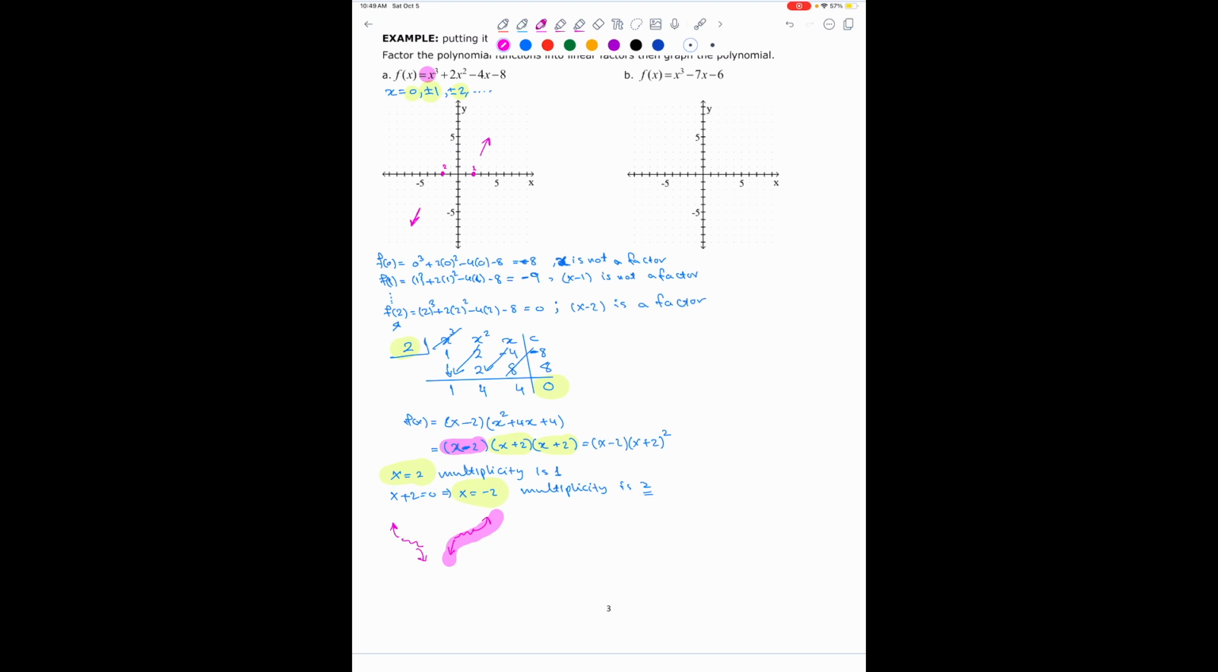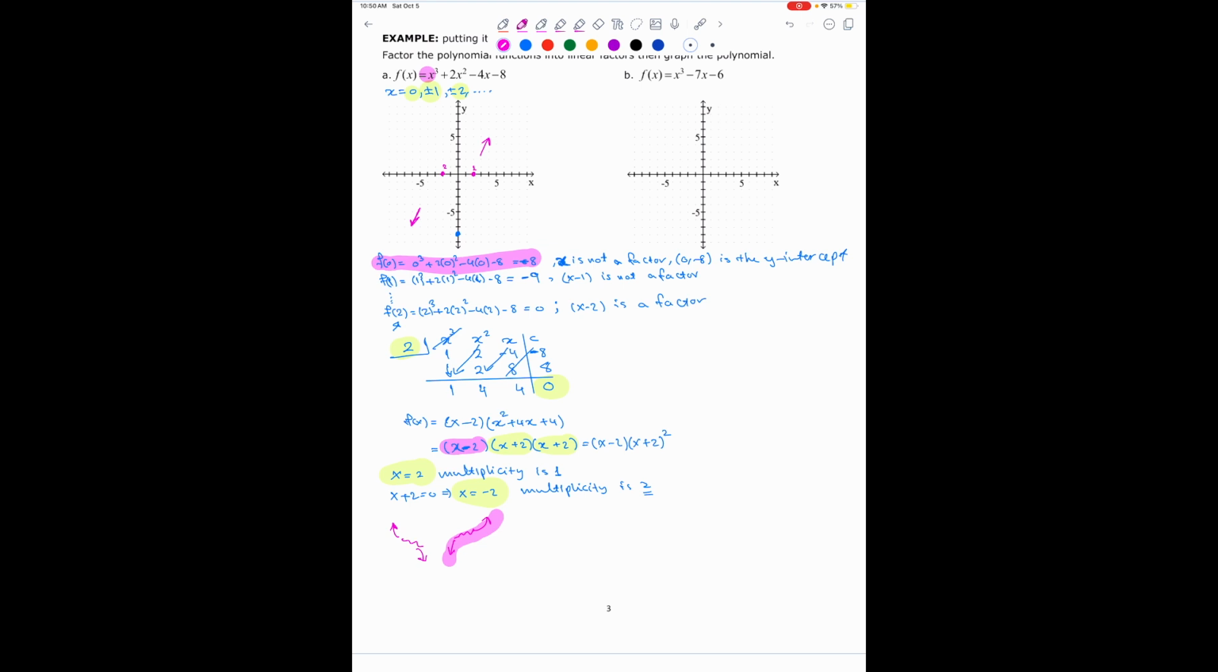I can also find the y-intercept, which I already found by plugging in x equal to 0. So the y-intercept is (0, -8). I'm going to mark it here. So that is the y-intercept here. So now I can sketch my graph.